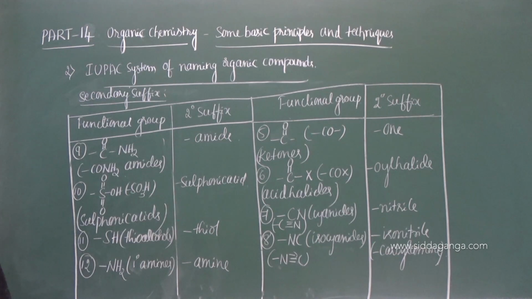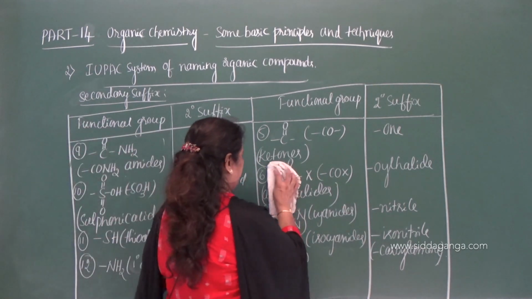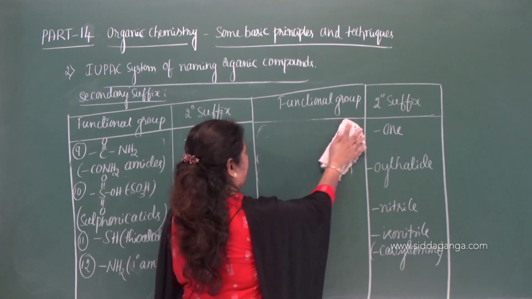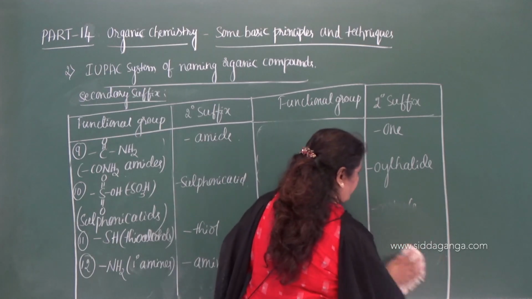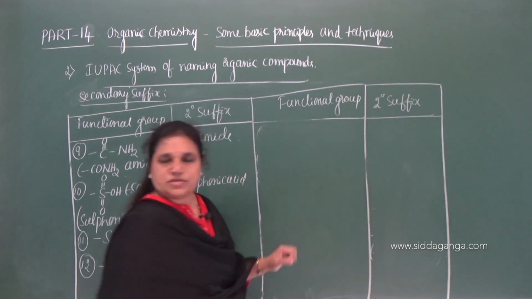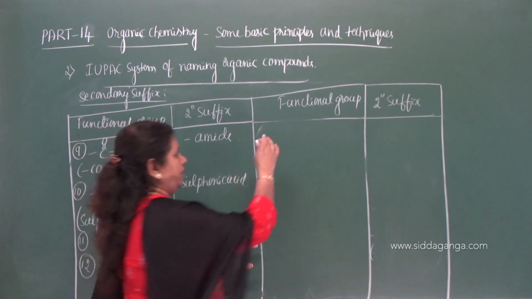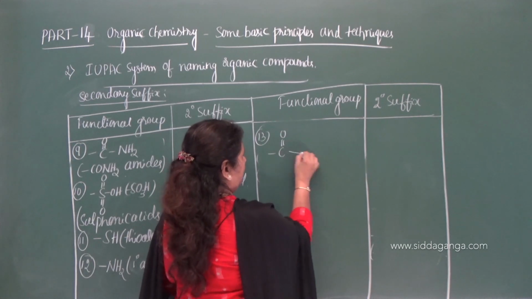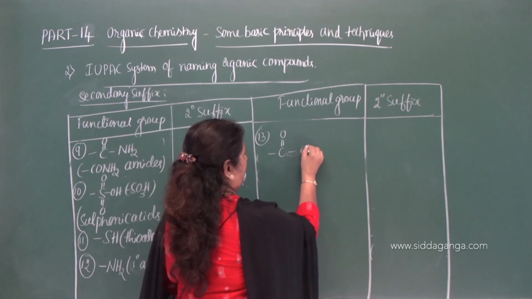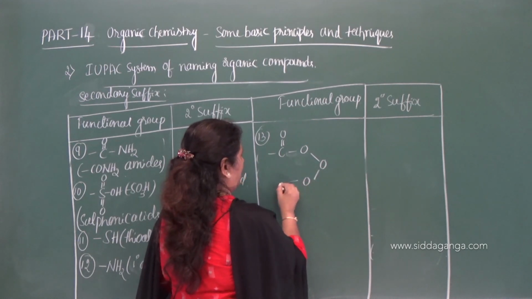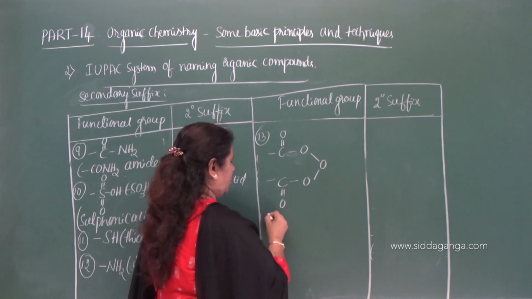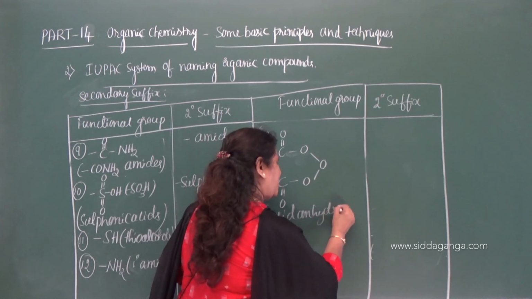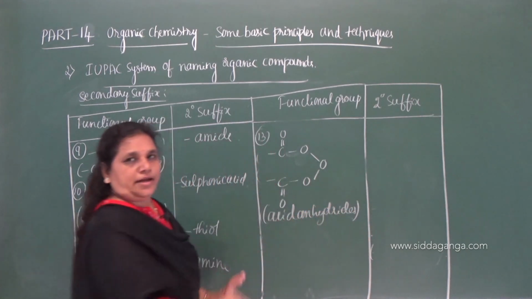Now let us move on to the last one. It is the last functional group of the compound. It is C double bond O and C double bond O. You know that it is the functional group of acid anhydrides.